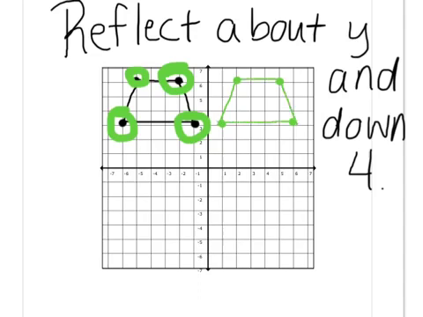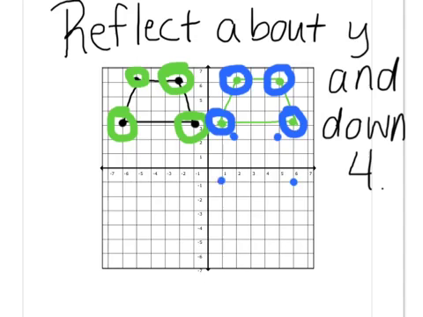Now we move each point down 4. So the one at 2, 6 goes down 4 to 2, 2. The one at 5, 6 goes down 4 points to 5, 2. The point at 6, 3 goes down to 6, -1. And the point at 1, 3 goes down to 1, -1.